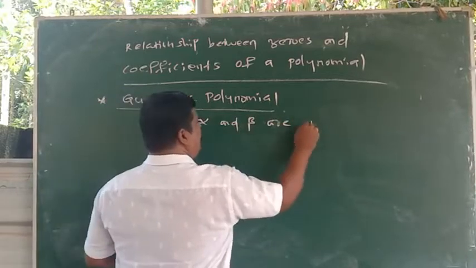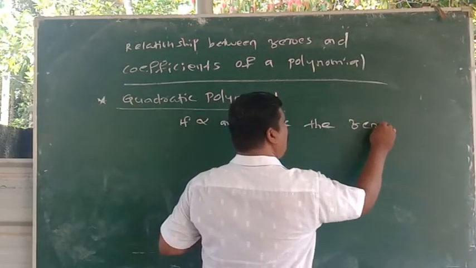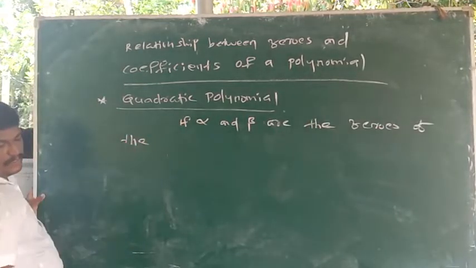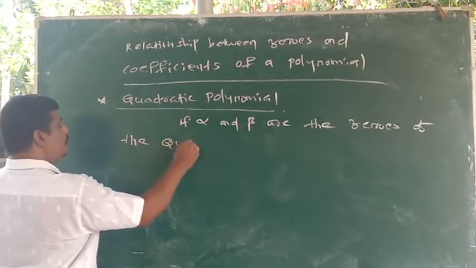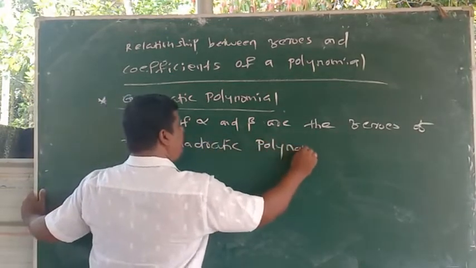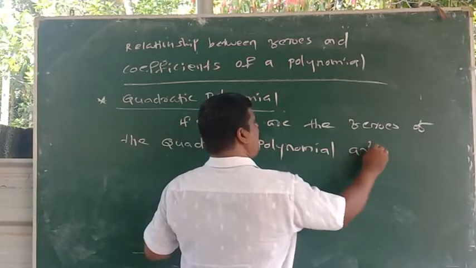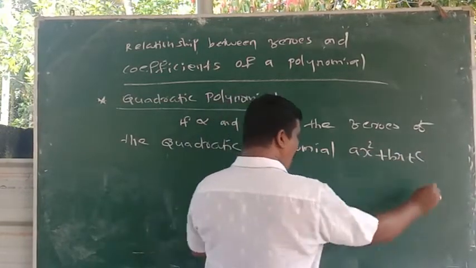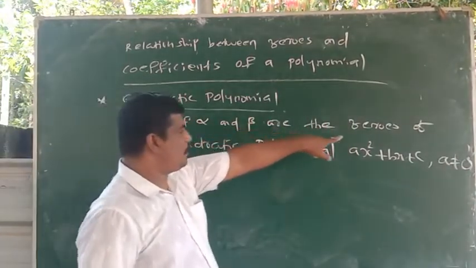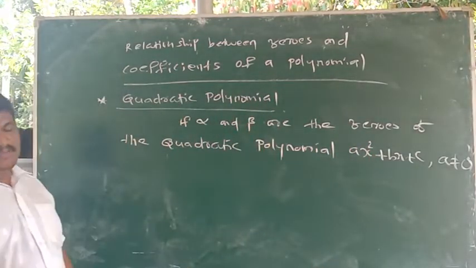If alpha and beta are the zeros of the quadratic polynomial, the standard form is ax square plus bx plus c, where a is not equal to 0.